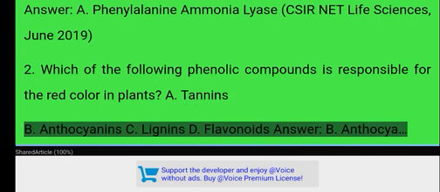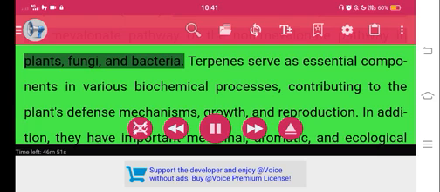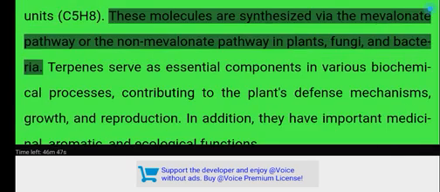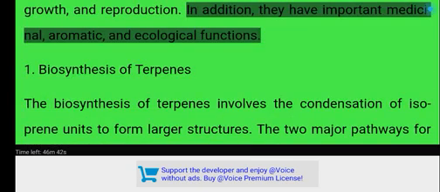Biosynthesis of terpenes and their roles. Terpenes, also known as isoprenoids, are a vast and diverse class of naturally occurring organic compounds derived from isoprene units (C5H8). These molecules are synthesized via the mevalonate or non-mevalonate pathway in plants, fungi, and bacteria. Terpenes serve as essential components in various biochemical processes, contributing to the plant's defense mechanisms, growth, and reproduction. In addition, they have important medicinal, aromatic, and ecological functions.